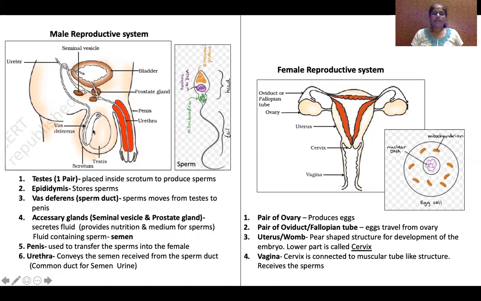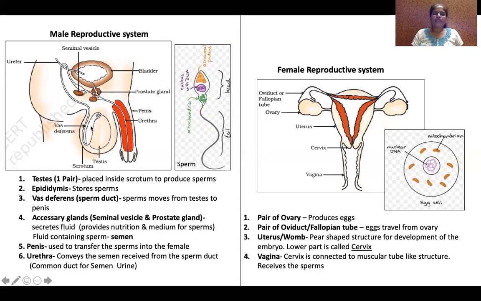This is the region where the hormone testosterone is produced and secreted, and sperm will be produced in the testis. There will be two testes. Within the testis, sperms will be produced. And once the sperms are produced, they reach the epididymis. This is the region outside the testis, that is the epididymis.